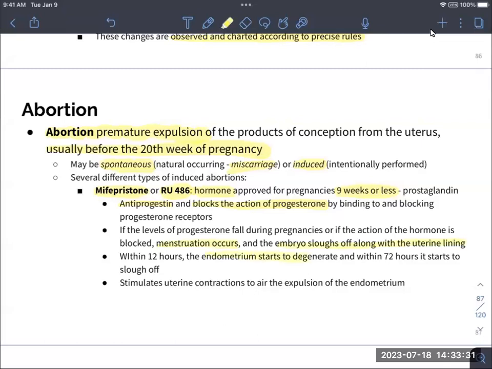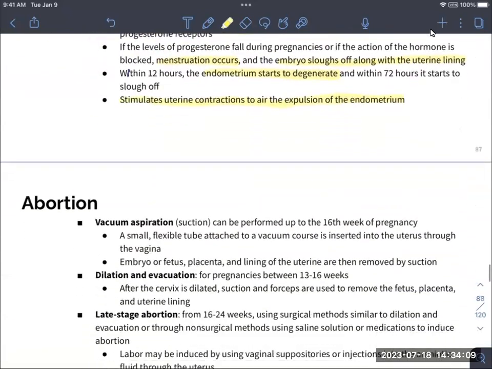The endometrium will start to degenerate within 12 hours of this medication, and within 72 hours is when menstruation usually starts. It actually starts to stimulate uterine contractions to expel that endometrium. It can be pretty painful from what I've heard from some friends who have had spontaneous abortions or a miscarriage. When these uterine contractions randomly start, it gets very painful.